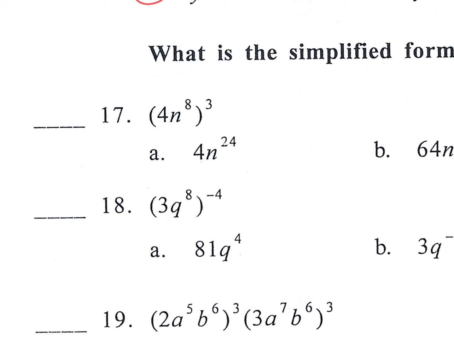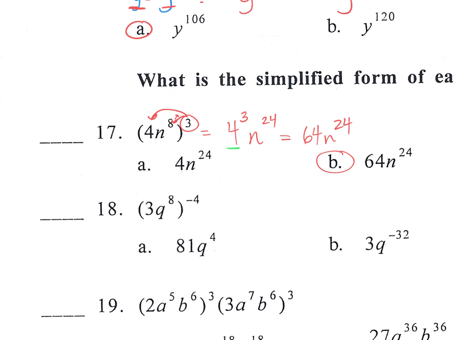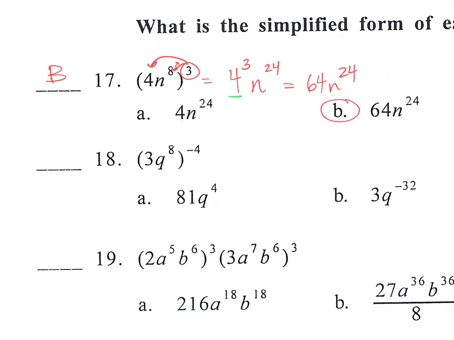Number 17, I have this exponent 3 on the outside. I need to distribute that to everything on the inside. So I'm going to get 4 to the power of 3, n to the power of 8 times 3, or 24. Now I'm going to go ahead and in my calculator really do 4 to the power of 3. So I get 64 n to the 24. That's going to be answer choice B. So my little streak of A answer choices is over.